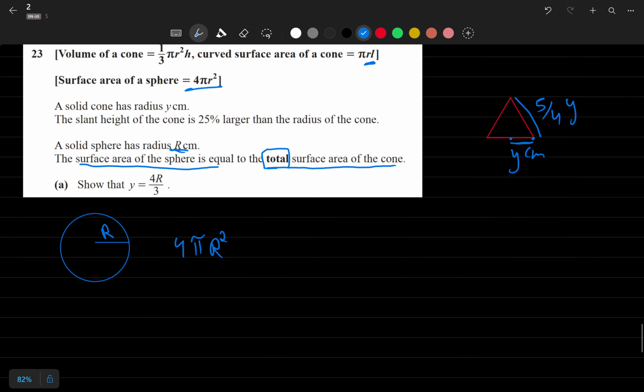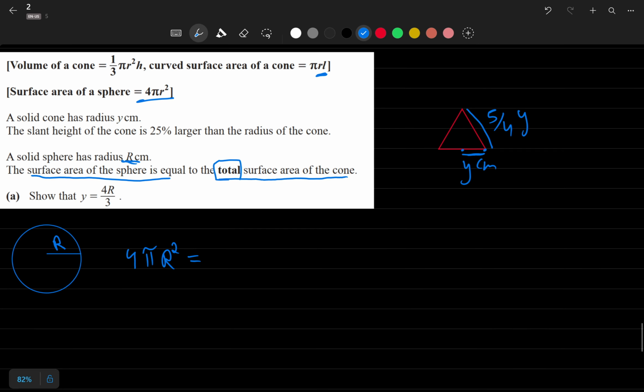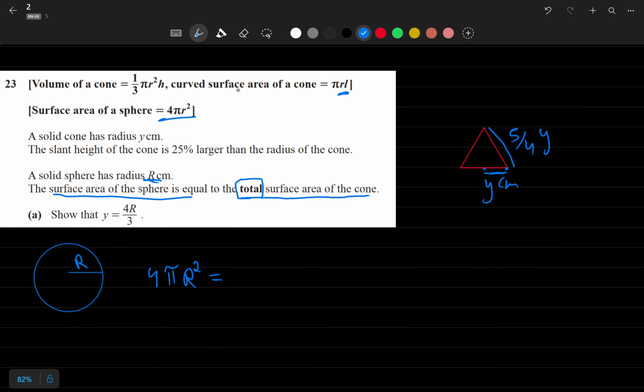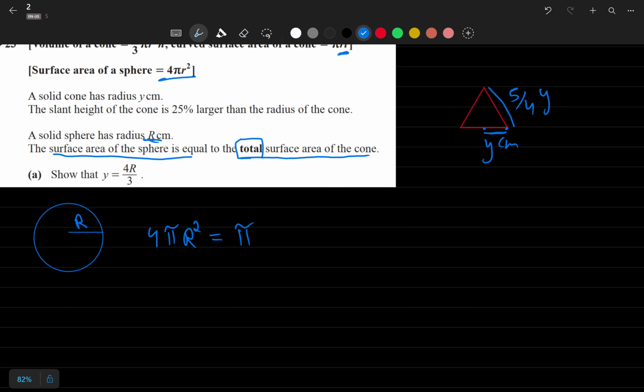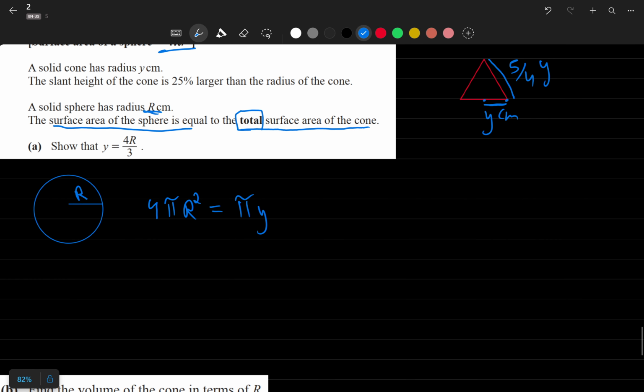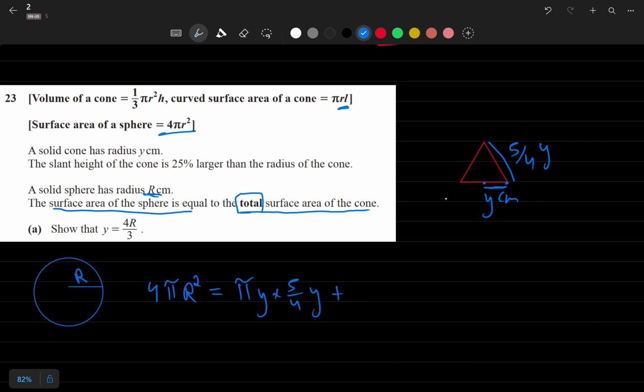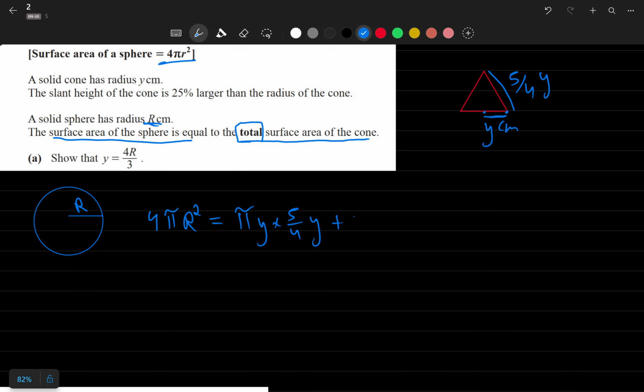It is equal to, so the formula for the curved surface area of cone is pi r l. So pi r is equal to y, so pi y. Length is 5 by 4 y, plus, now you have to add the circular base area. The formula for that is pi r square. So pi, radius is same y, so pi y square.